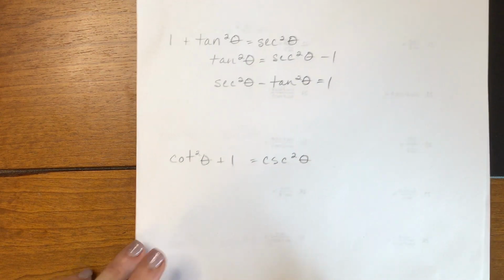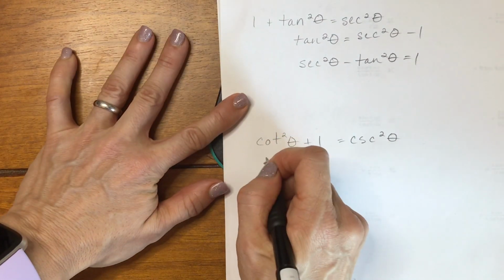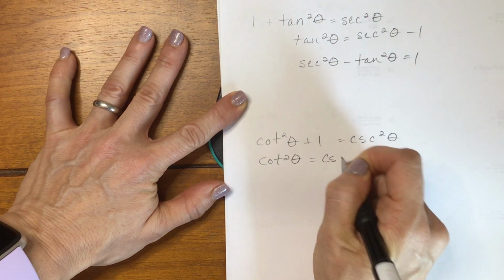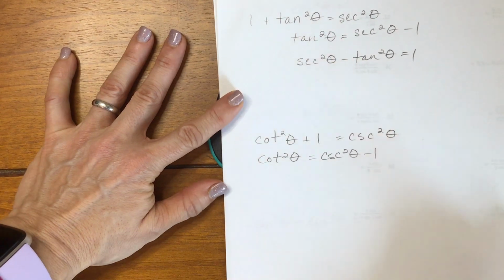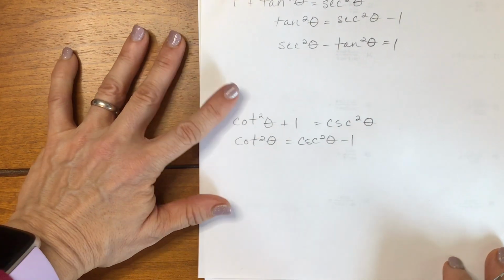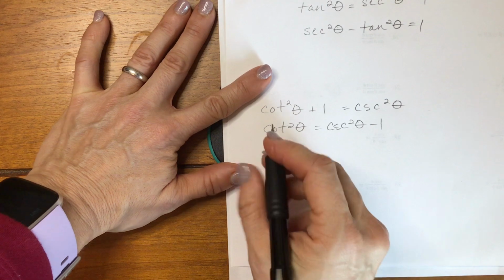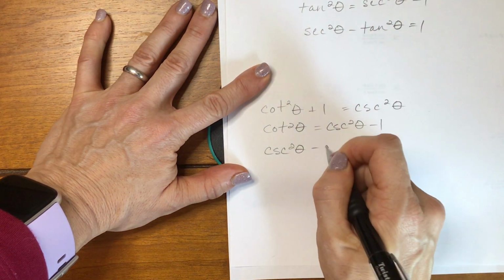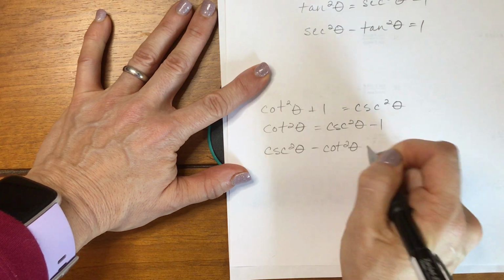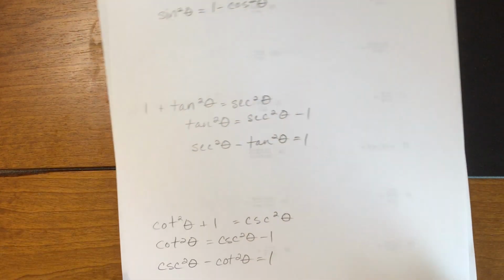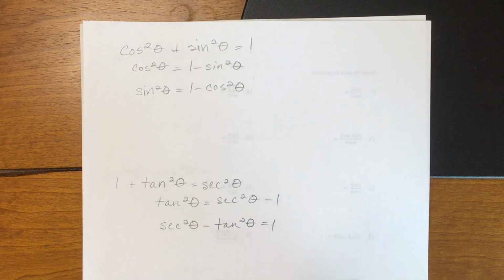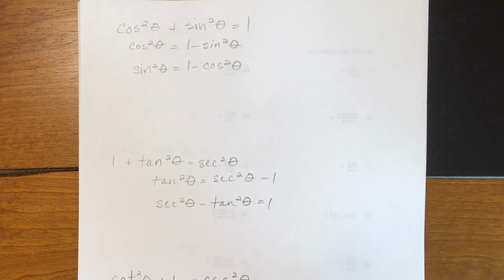And the same down here, I could solve for cotangent. So cotangent squared theta equals cosecant squared theta minus 1 by subtracting 1 from both sides. Or if I subtracted cotangent squared from both sides, I get cosecant squared theta minus cotangent squared theta equals positive 1. So those are 3 ways. I'm just going to scroll it up the screen so that you guys can make sure you have them in your notes.